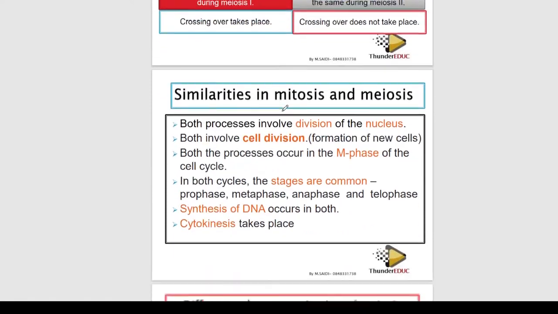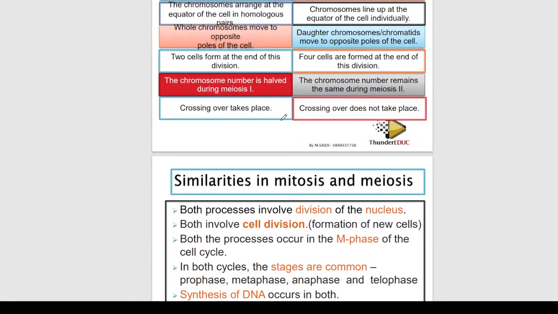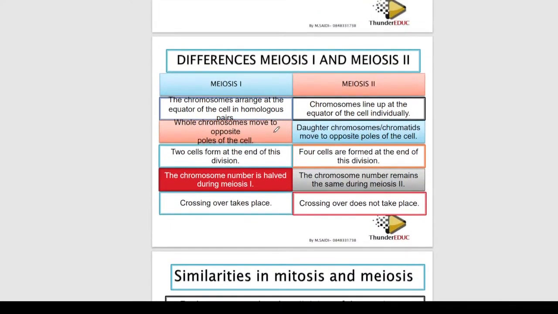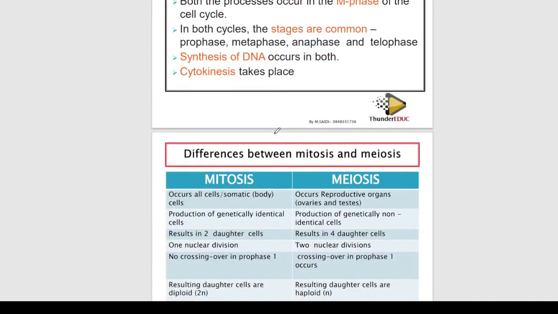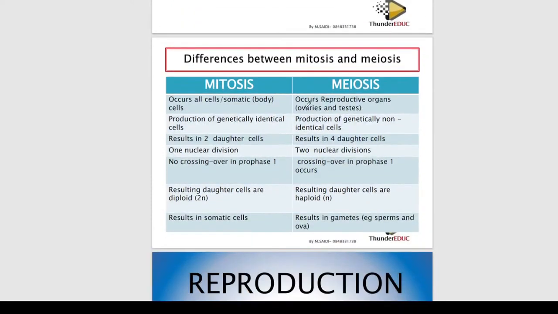Yes. So here we are saying that you go to anaphase. In anaphase, chromosomes separate to opposite poles. In meiosis 1, homologous chromosomes separate. In the other one, it is chromatids that are separating. Are you seeing?